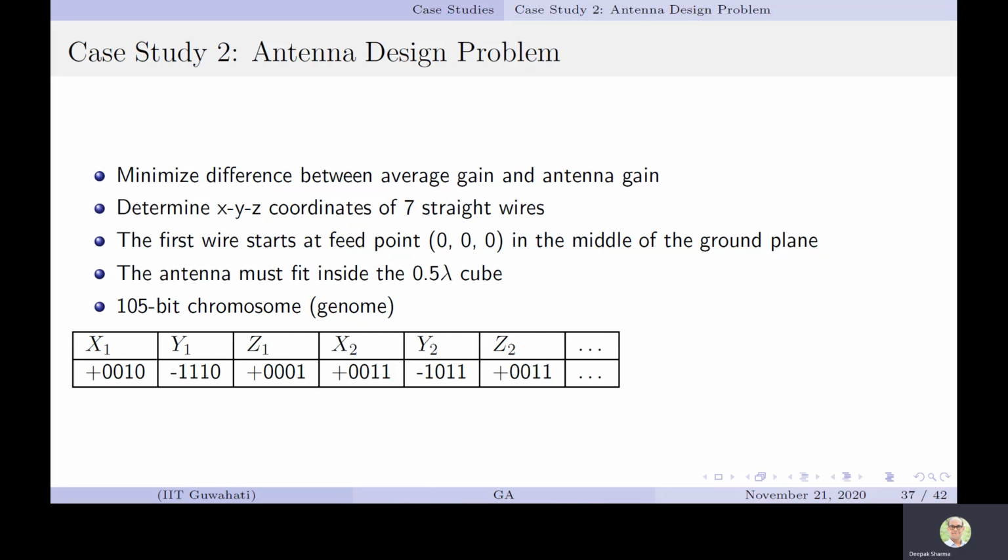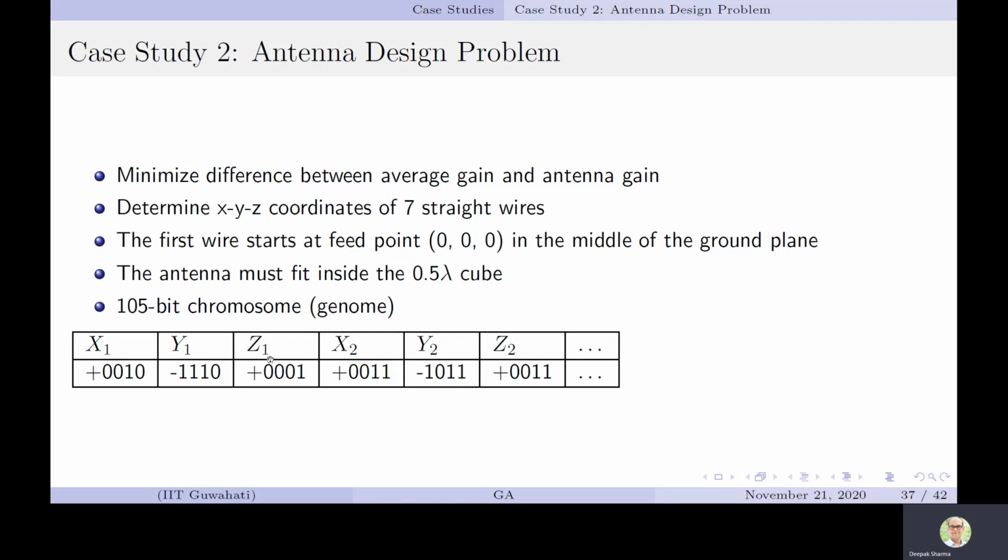These 7 wires have their ends connected to each other, and the first wire starts from the origin. This means that only the first position is fixed and the rest of the corners of the wires are variable. So we have to identify the X, Y, Z coordinates, and these wires are connected to each other. The antenna must fit into a cube of 0.5 lambda. They used a 105 bit chromosome for solving this particular problem.